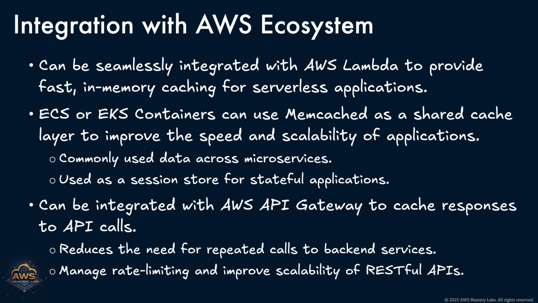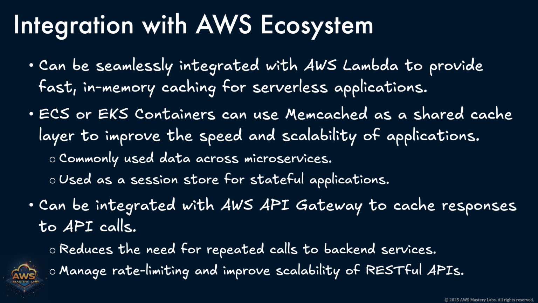Another important integration is with API Gateway. Memcached can be used to cache API responses, dramatically reducing the need to repeatedly query backend services. When integrated with API Gateway, Memcached speeds up the response time for commonly accessed API calls, reducing the load on your backend and ensuring better overall performance. This integration is especially useful in high-traffic environments where caching frequently accessed data can significantly improve API scalability and reduce latency. These integrations help make Memcached a powerful tool in the AWS ecosystem, enhancing the speed and scalability of your applications.